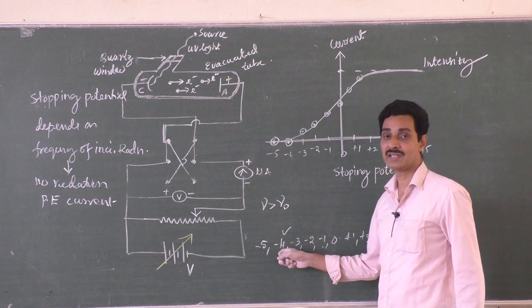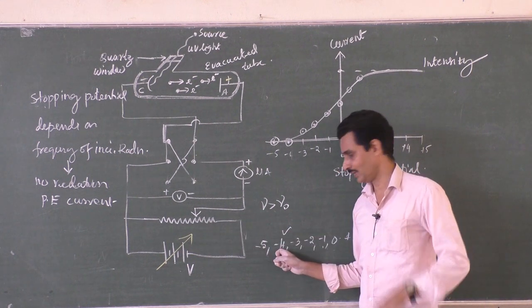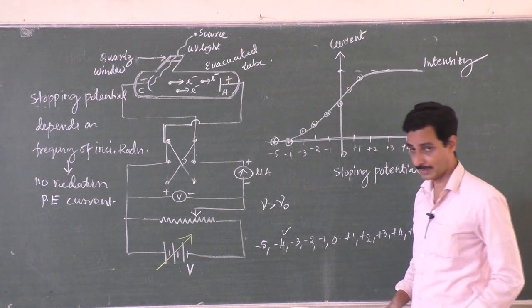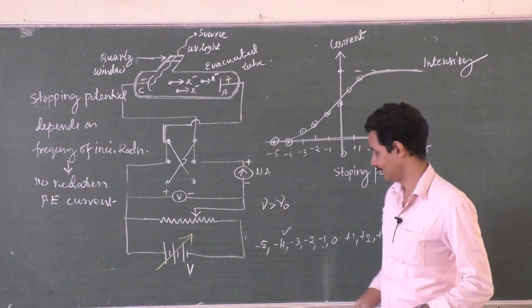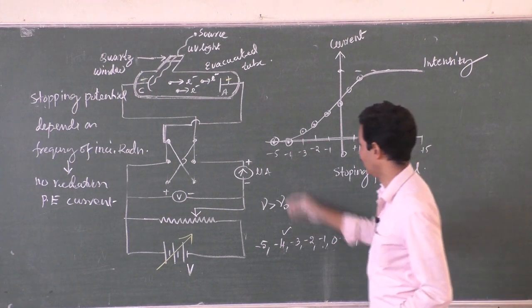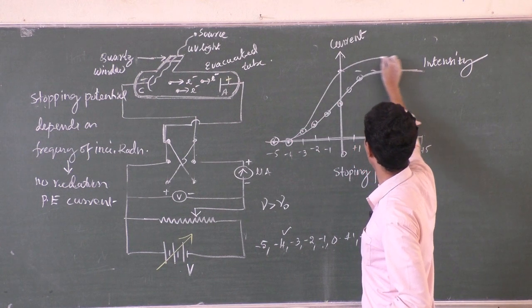Now try to make the stopping potential weaker and weaker. Minus 5, minus 4, minus 3, minus 2. What happens? The number of electrons reaching the anode increases. Minus 1, more electrons will reach the anode. Again, the current level from here starts rising. But it will land up in a higher level.